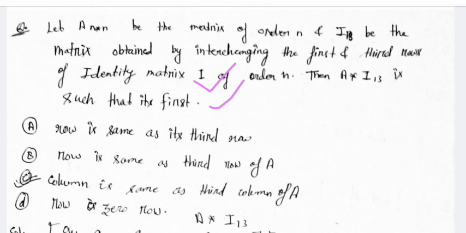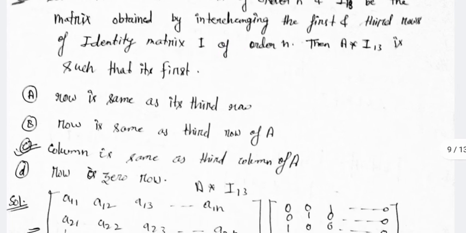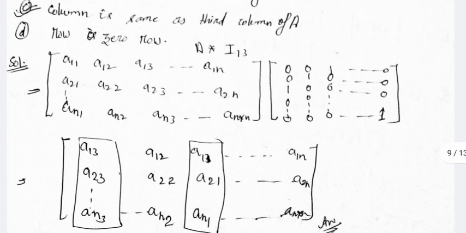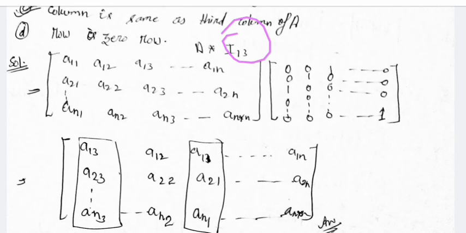So after showing these options, we come to the solution of this question. When we multiply A by I13, that is interchanging column 1 and 3 in the identity matrix, we get the first column and third column the same, like this.